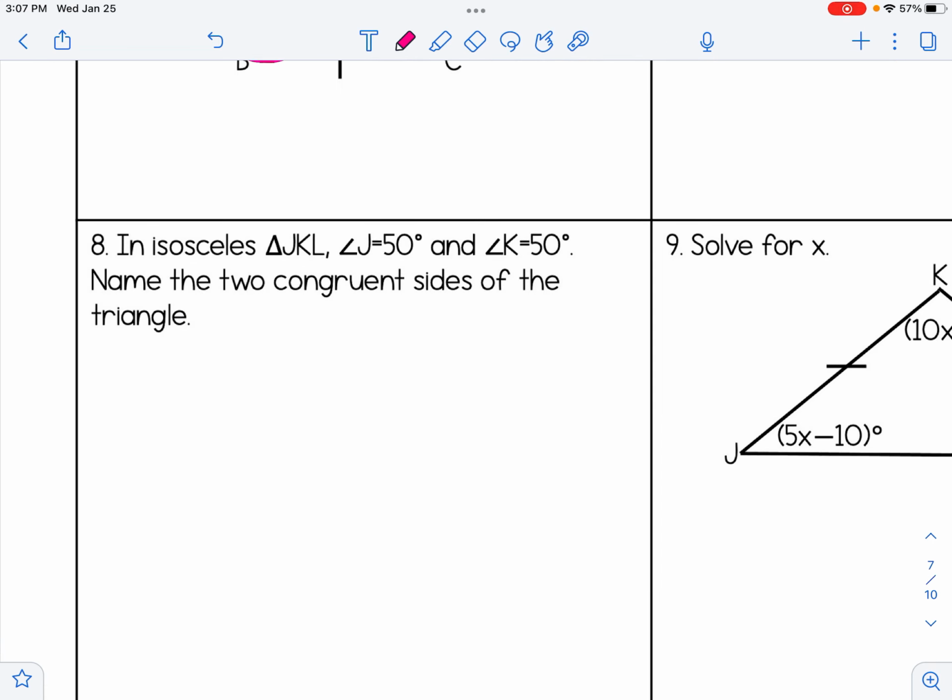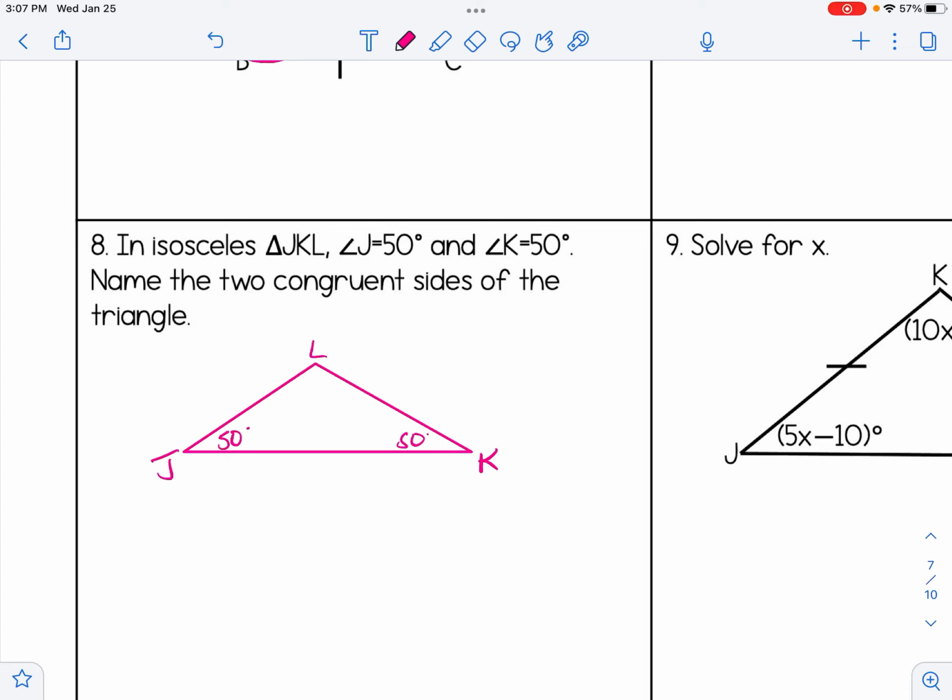Number 8, in an isosceles triangle JKL, J is 50 degrees and K is 50 degrees. Name the 2 congruent sides of the triangle. Anytime there's not a picture, I would always recommend drawing one. Even if you feel like your picture's drawn inaccurately, that's okay, as long as we can get a visual of what we're looking at and what we're talking about. So angle J is 50, K is 50. Based on that, I can see that, yes, this triangle is isosceles because it has 2 equal angles. And that means 2 of the sides are going to be equal or congruent as well. So we just have to figure out which ones.